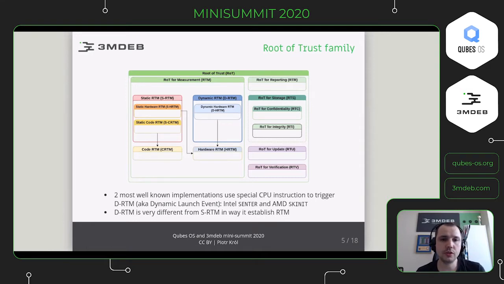Just to not confuse things, despite D-RTM and SRTM being on the same slide, those are very different things. SRTM is related to establishing some trust during platform reset, and D-RTM can even extend that. So both SRTM and D-RTM can exist in the lifetime of a given platform, and both can add value to platform security.